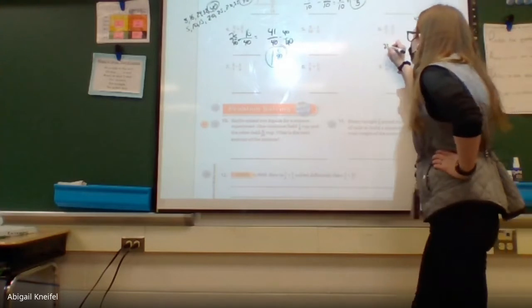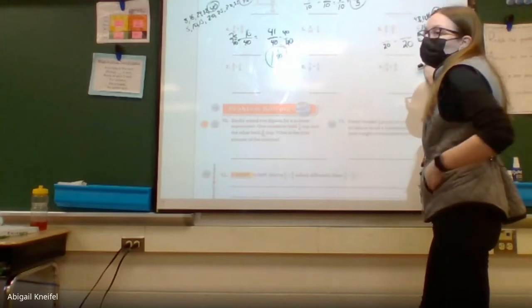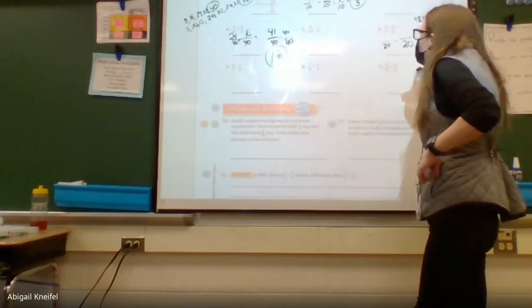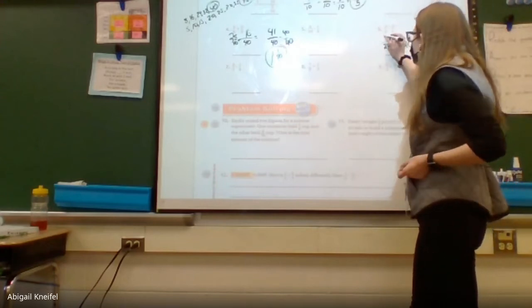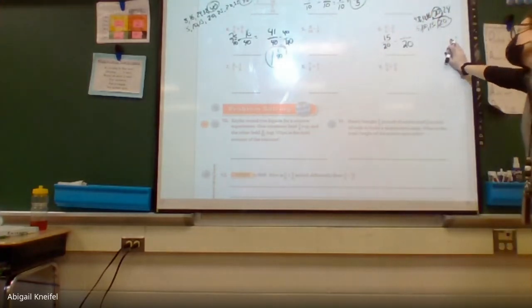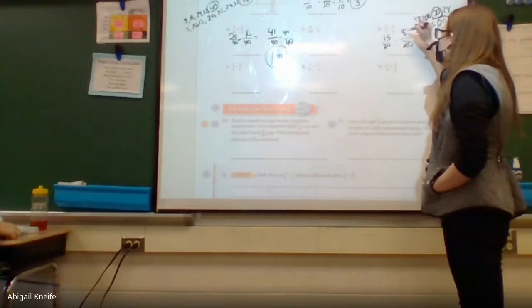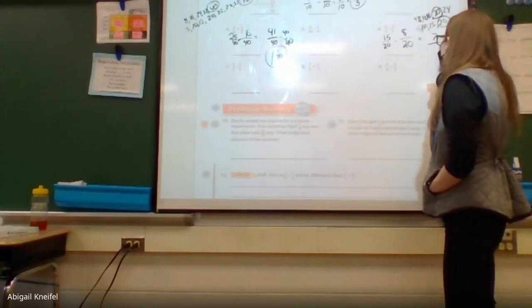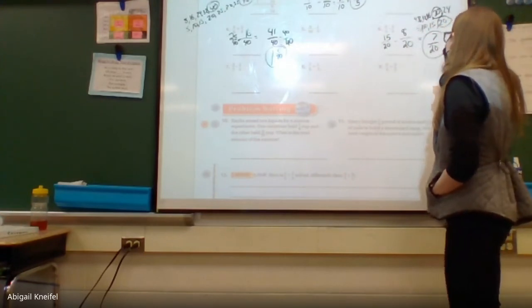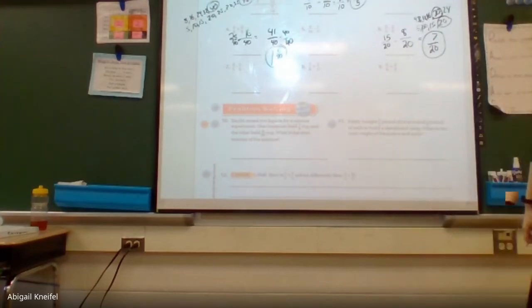20. I'm going to write my new denominators. How many times do I multiply 4 to get to 20? 5. 5 times 3 is 15. How many times do I multiply 5 to get to 20? 4. What is 2 times 4? 8. And now we have 15 minus 8, which equals 7 over 20, which is in its lowest form. 7 over 20.